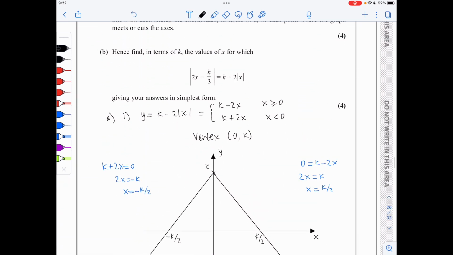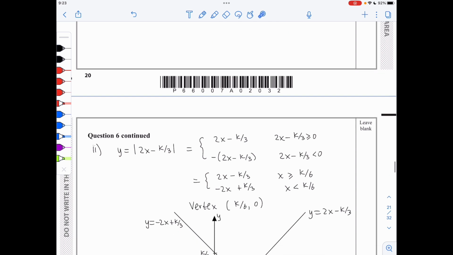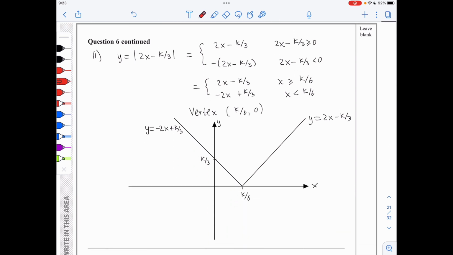Now, in the second part, we need to find, in terms of k, the solutions to this equation here. So it actually makes sense to combine the two together. So I will draw this onto my second graph to find the points of intersection. We had the vertex at k and it was going downhill. The equation was k minus 2x, so this is k minus 2x. The vertex was at k.